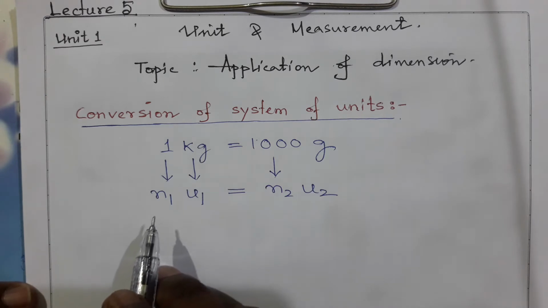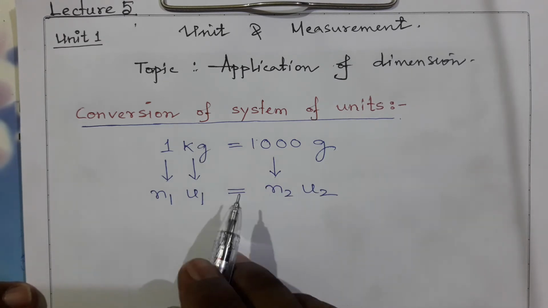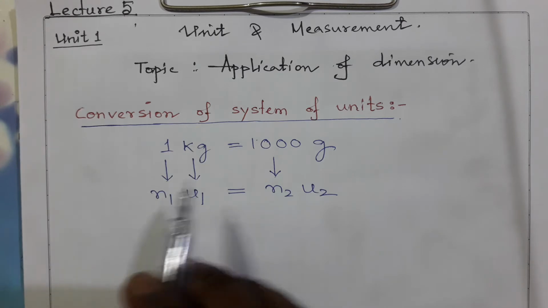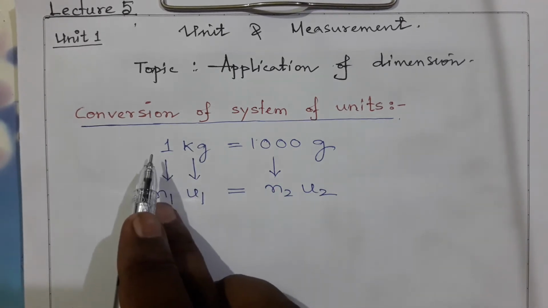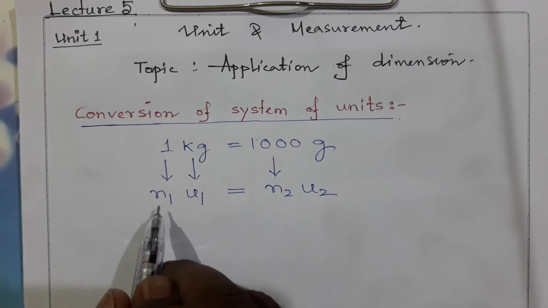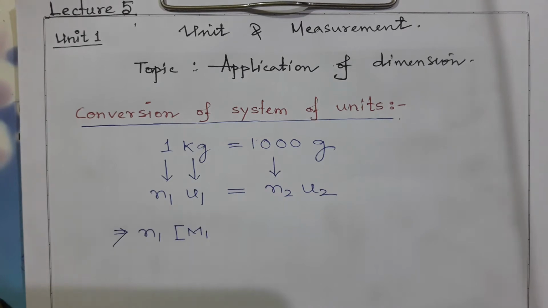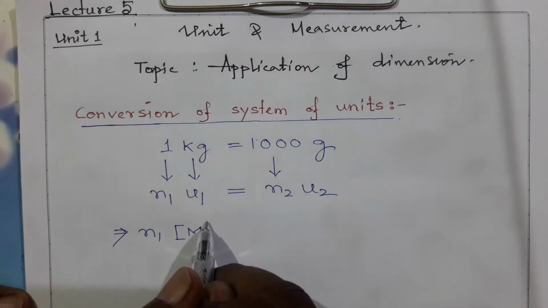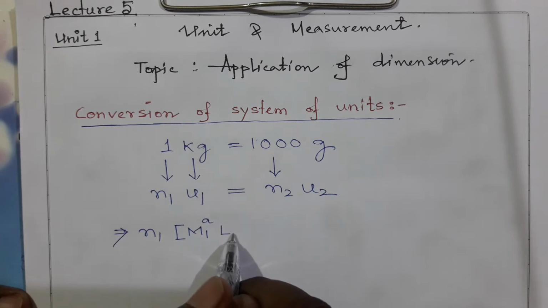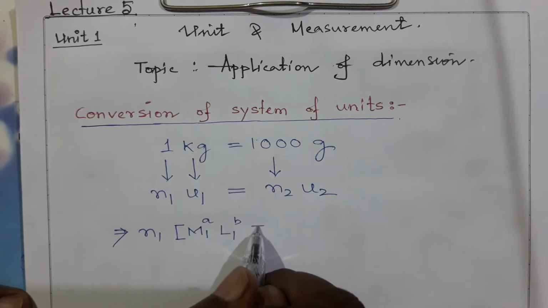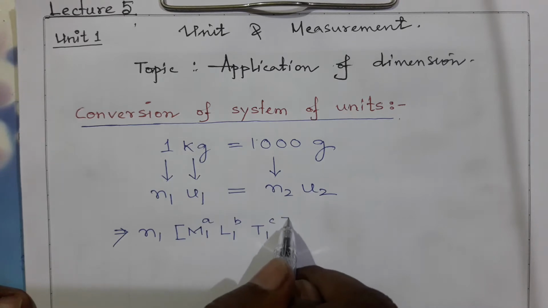So when we express the result of any measurement, we have to show two things: the value and the unit. Okay, so N1 is the value, U1 is the unit or dimension. Now unit is U1. What is the dimension? We don't know the dimension, the values, M to the power 1 or M to the power 2 or L to the power 1 or L to the power 2. We don't know. So what we do? We put A, B, C, etc. and we have to calculate the value of this A, B, C.